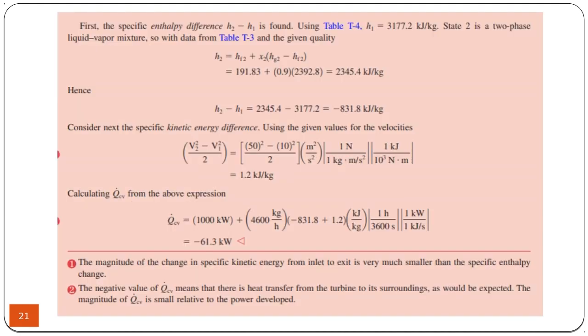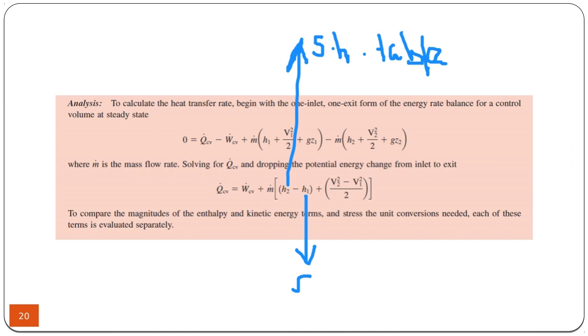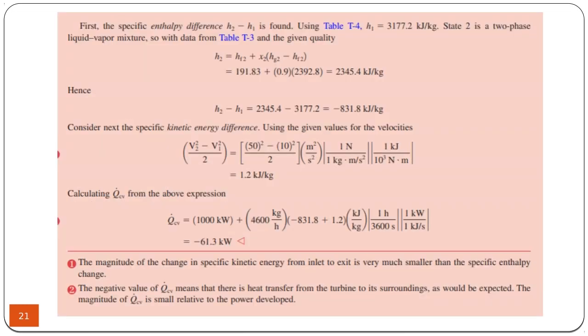Of course, we have to have the values for H1, H2. The velocities are given. There is no problem with the velocities, but we have to find the value for H2 from the superheat table and the value for H1 from the saturation table. Of course, it has a quality, so the quality must also be considered when the calculation is done.